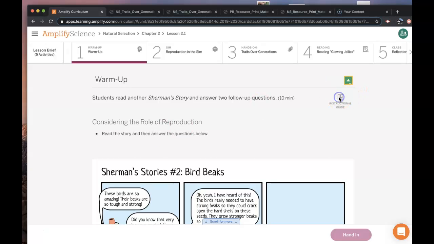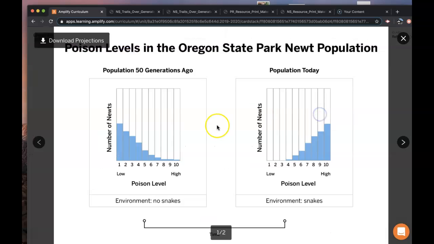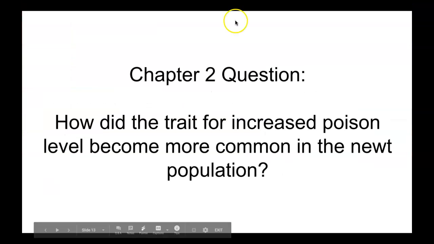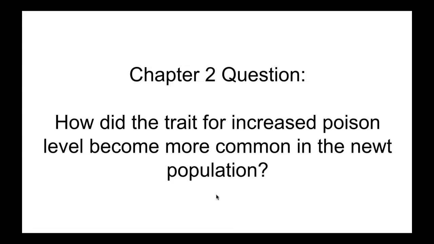So we have a new chapter question, and that new question is, how did the trait for increased poison level become more common in the newt population? So we know that these newts have the trait of more poison, but how did that happen? How did it go from most newts having little poison, the trait for less poison, to all of a sudden now there's tons of newts that have the trait for more poison? So we need to figure this out.